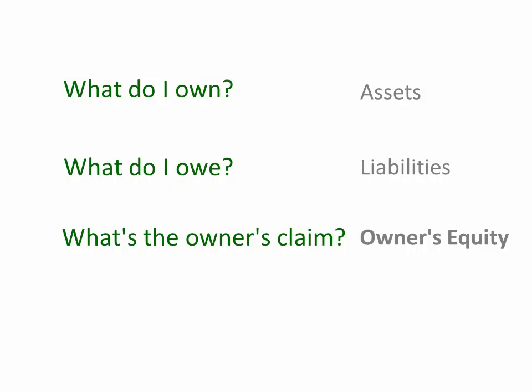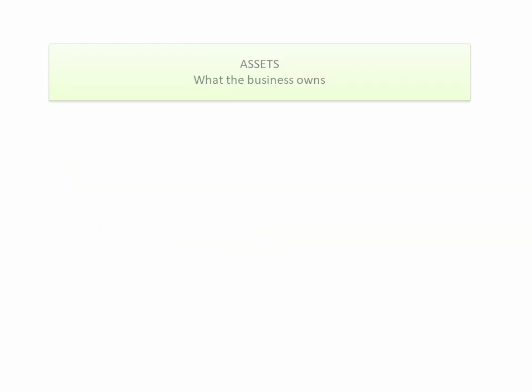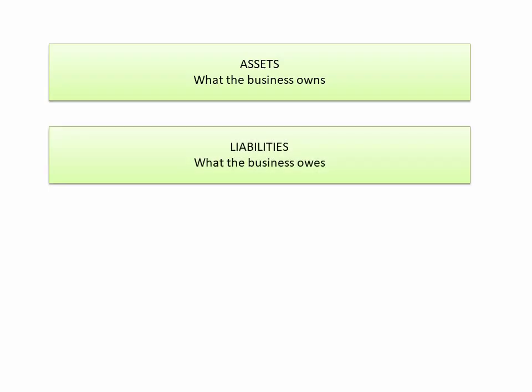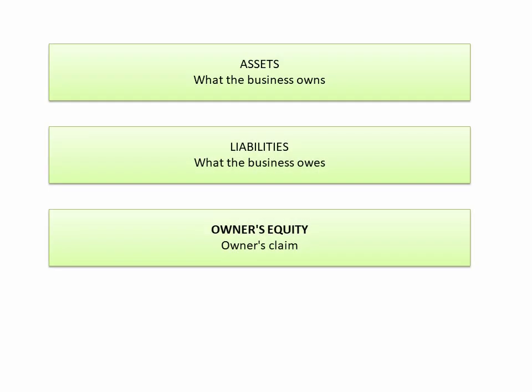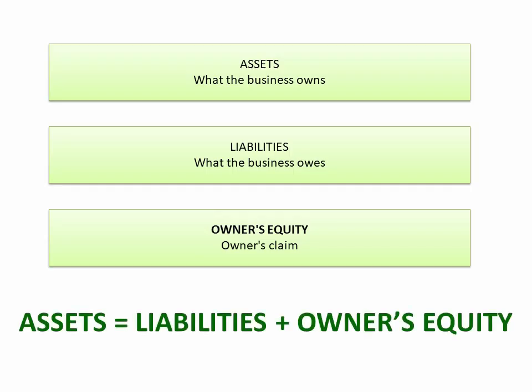Let's make this really simple. Assets are what the business owns or controls that have value. Liabilities are what the business owes to outsiders. Owner's equity is the owner's claim on the business, and together they make the accounting equation: assets is equal to liabilities plus owner's equity.